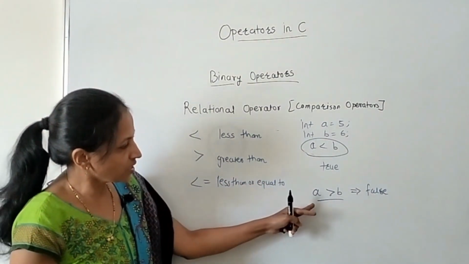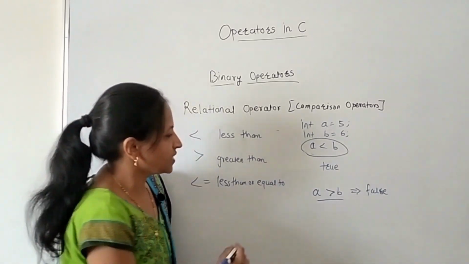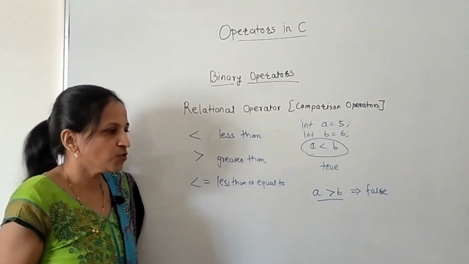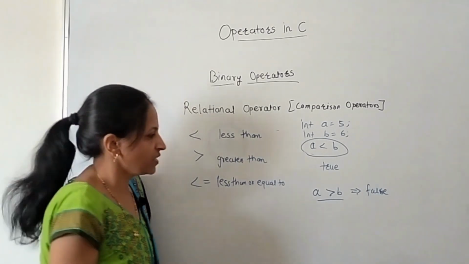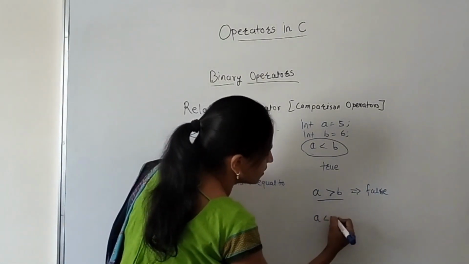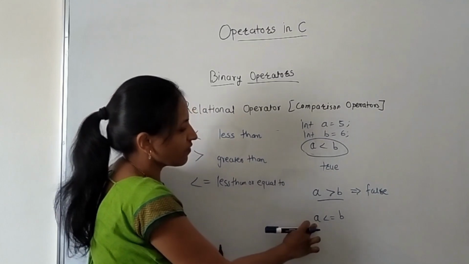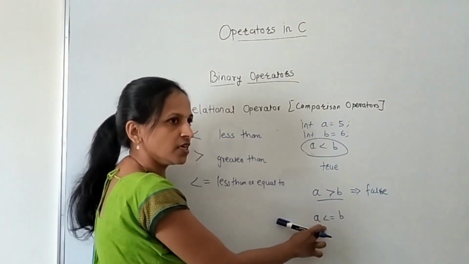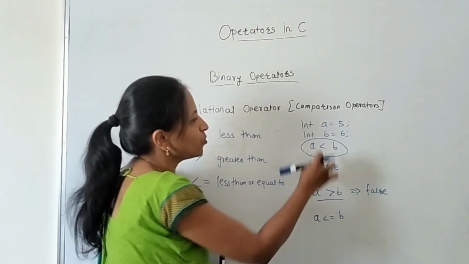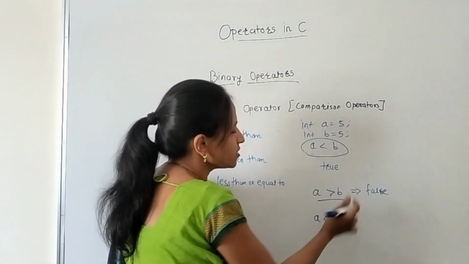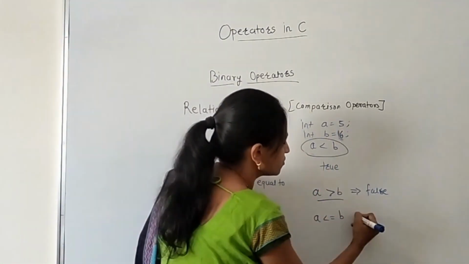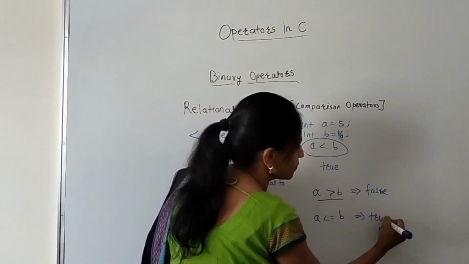Less than or equal to means that if a variable has a smaller value than another variable, I can write a less than or equal to b. Here the value of a is 5 and the value of b is 6, so it is less than, and it will return true. If both are the same, then also it will return true.